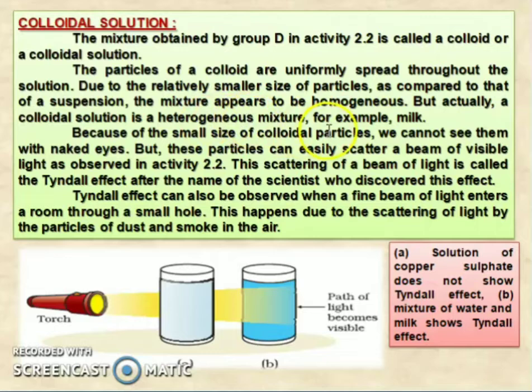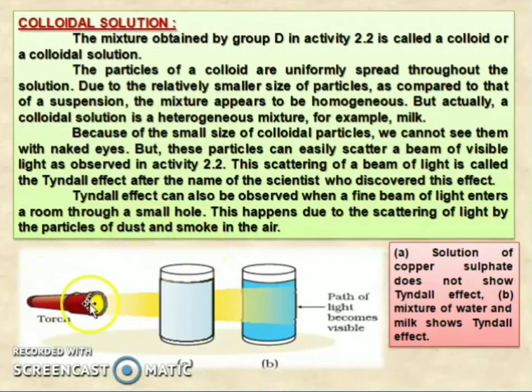Because of the smaller size of colloidal particles, we cannot see them with the naked eye. But these particles can easily scatter a beam of light, visible as we observed in the activity. So this is scattering of light. The scattering of a beam of light is called the Tyndall effect, after the name of the scientist who discovered this effect. Okay, so what is the Tyndall effect? The Tyndall effect can also be observed when a fine beam of light enters a room through a small hole. This happens due to the scattering of light by the particles of dust and smoke in the air.